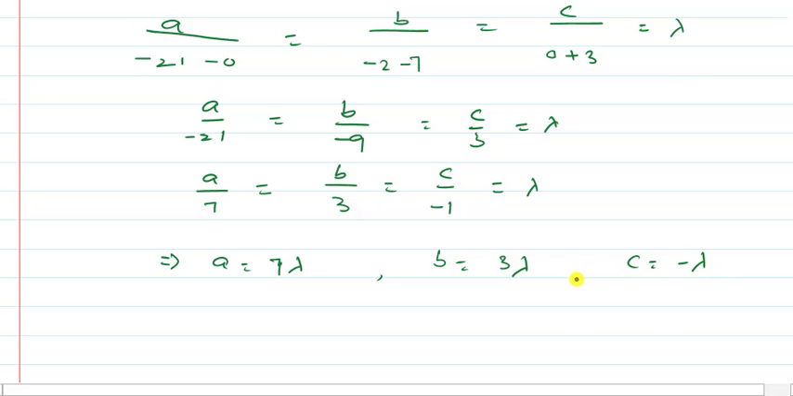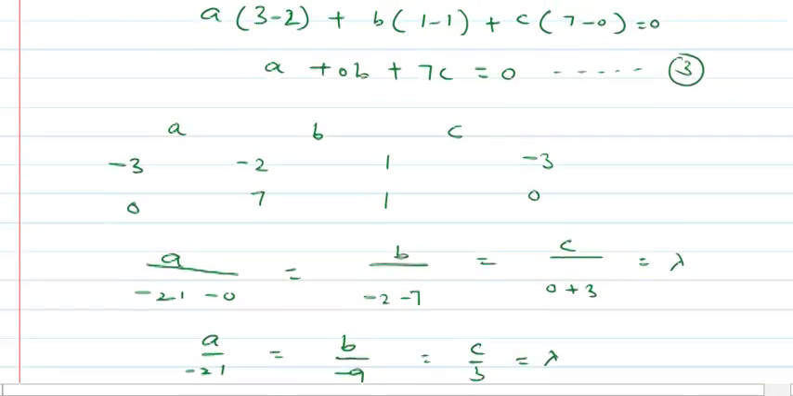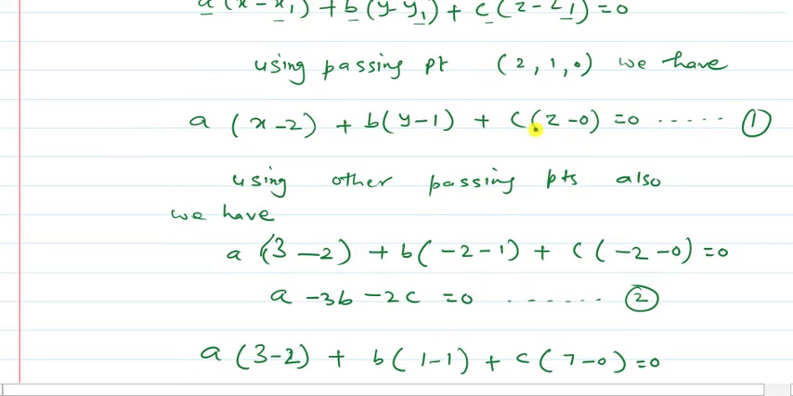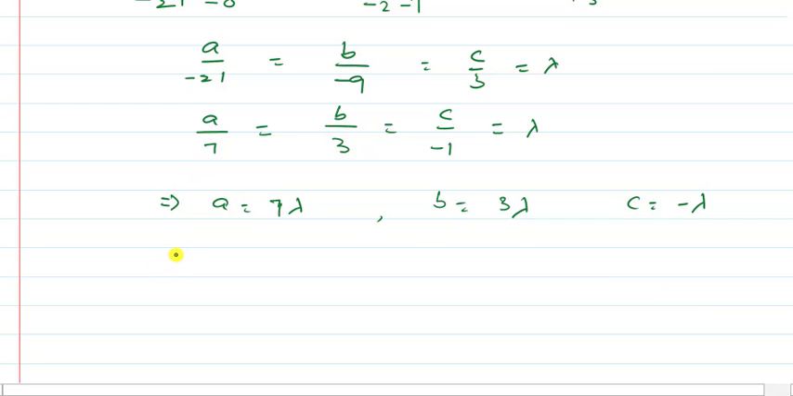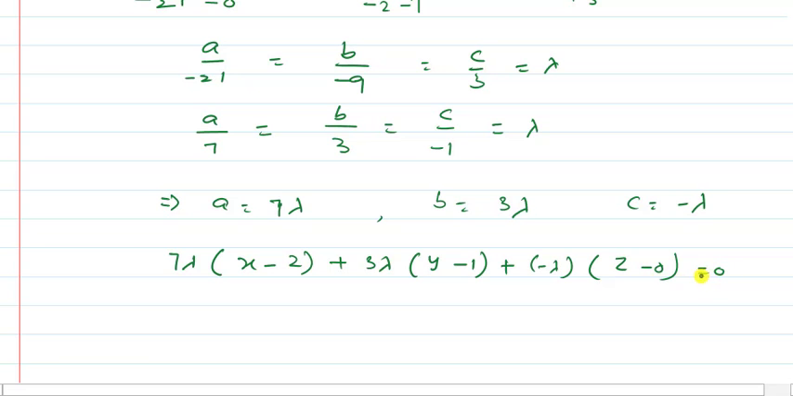Now what to do? Let us replace the values of a, b and c in equation 1. Here a, b, c will be replaced by the values of a, b, c that we have just received. We are getting 7 lambda into x minus 2 plus 3 lambda into y minus 1 plus minus lambda into z minus 0 is equal to 0. So we can take lambda as common here.